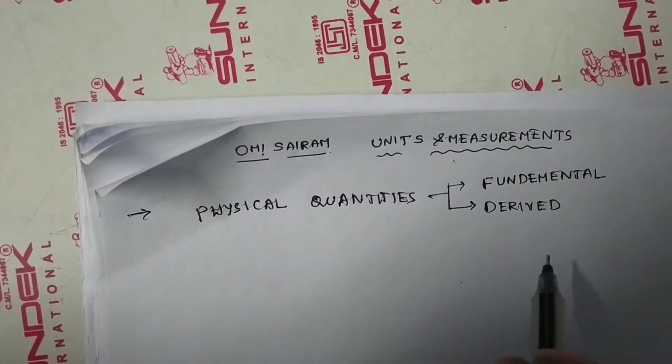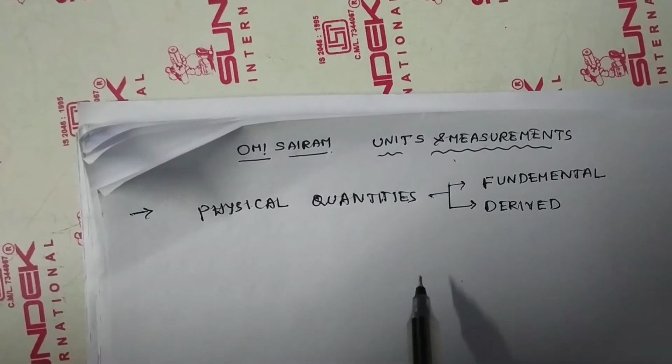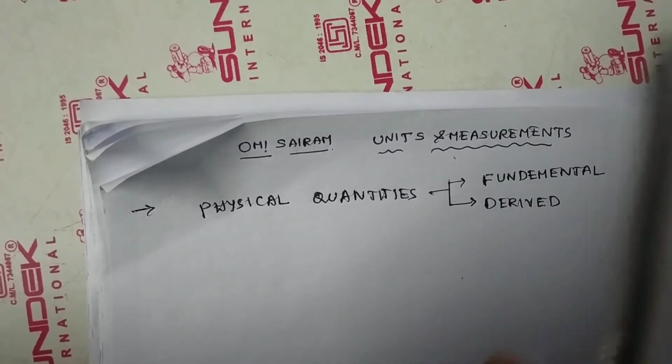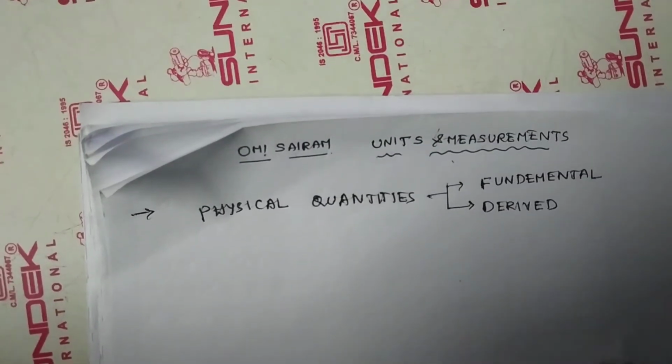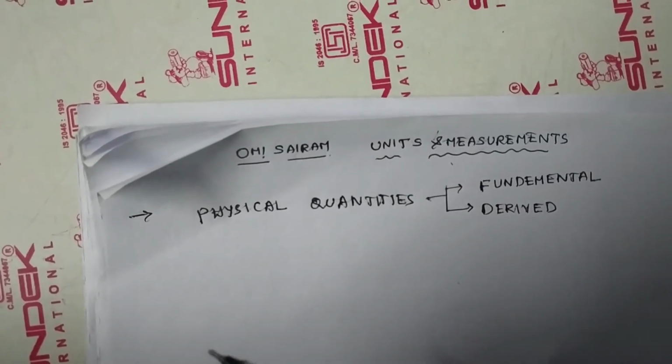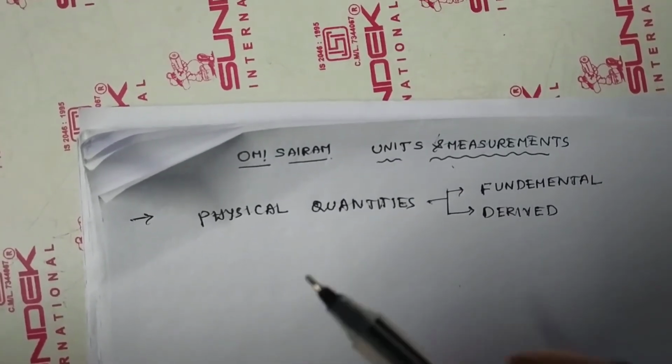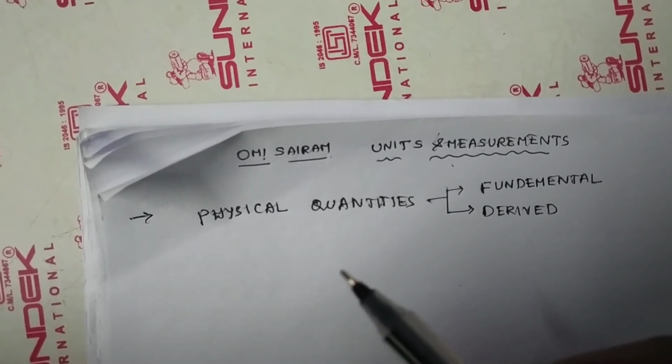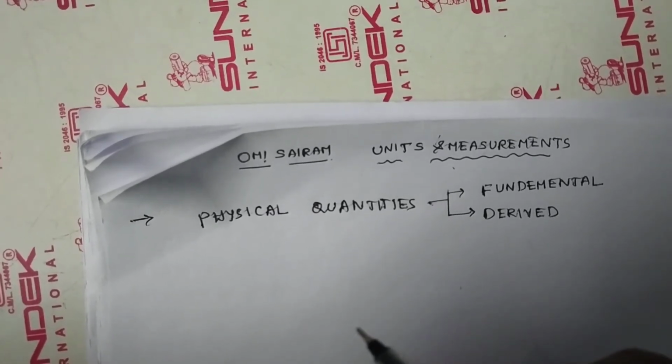Here, if you take any object, for example, I am taking this pen. What is the length of this pen? For example, this is 3 centimeters. What is 3 centimeters? 3 is the number and centimeter is the unit.